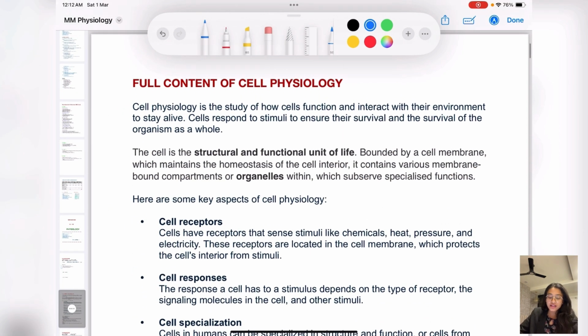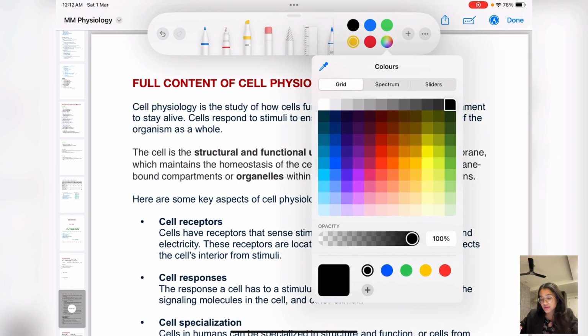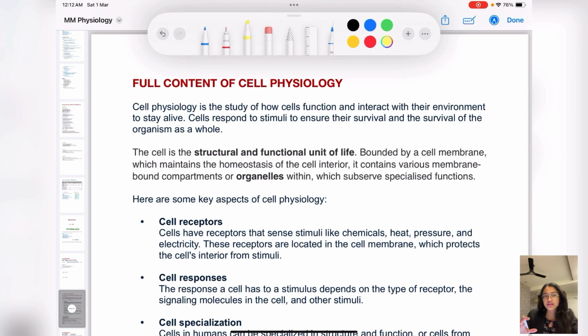Now, what is a cell? Cell physiology is the study of how cells function and interact with their environment to stay alive. Cells respond to stimuli to ensure their survival and the survival of the organism as a whole. The cell is a structural and functional unit of life, bounded by a cell membrane which maintains the homeostasis of the cell interior.